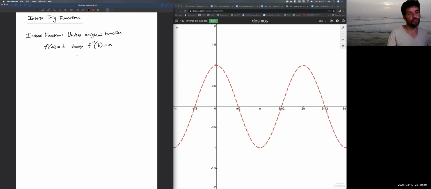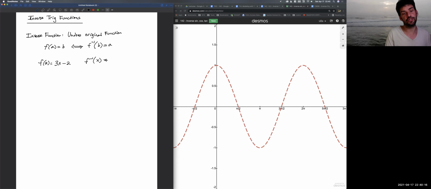For example, if f of x was the function that took a number and multiplied it by 3 and then subtracted 2 from it, then the inverse function would be the function that took a number, added 2 to it, and then divided the whole thing by 3.